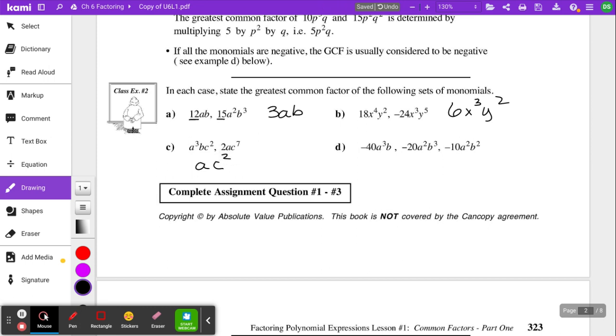Yeah. Good over here. Ooh, I got a negative 40, negative 20, negative 10. What's the greatest common factor? Ignore the negatives. How much? 10. Okay, give me some letters.